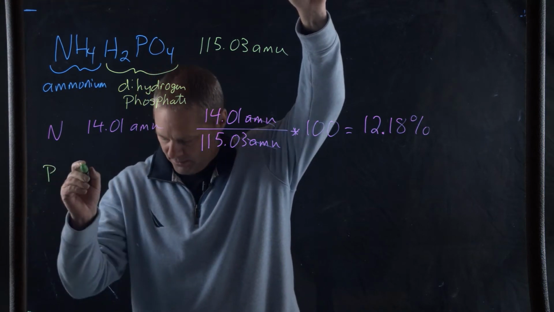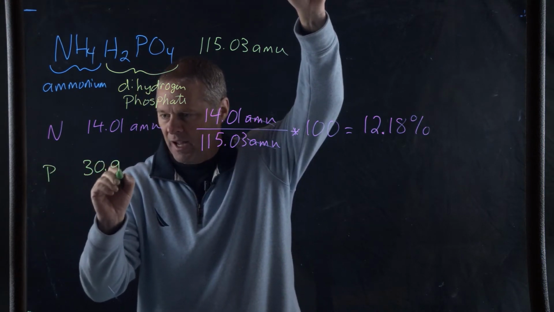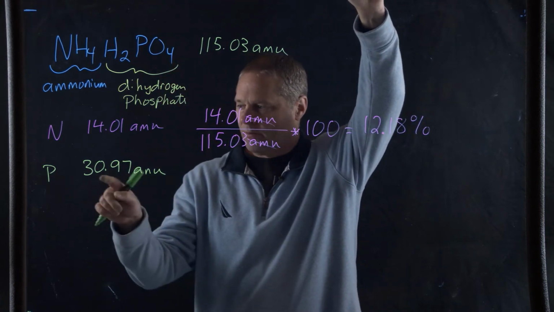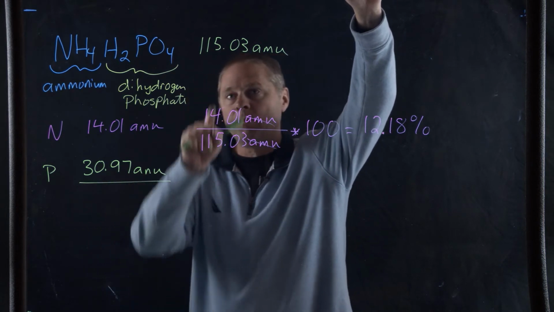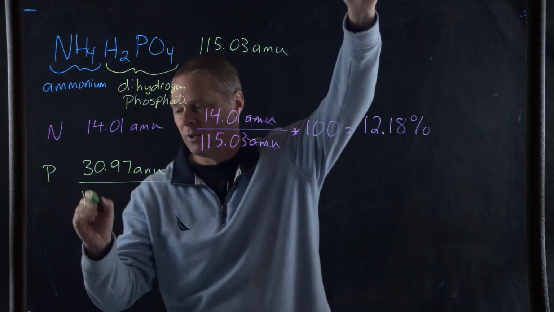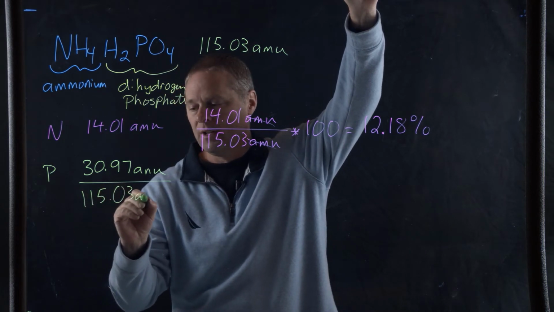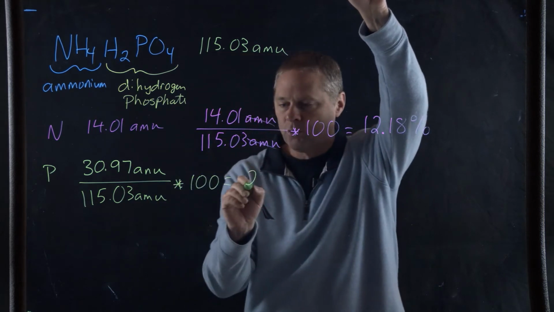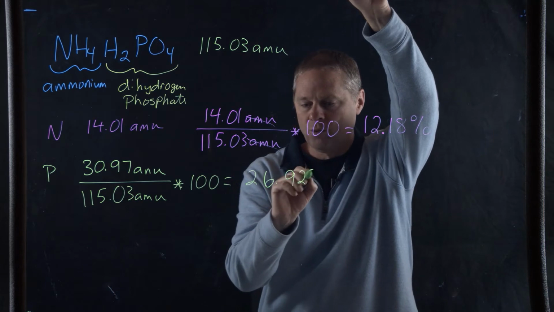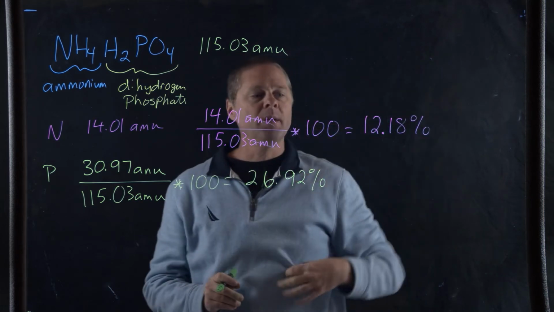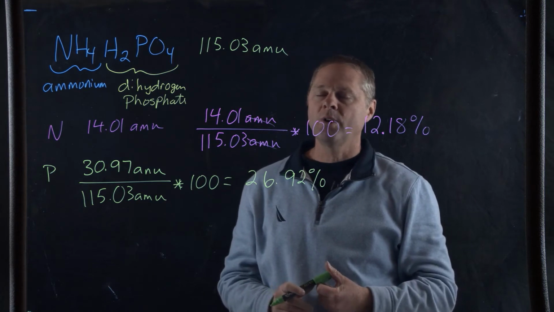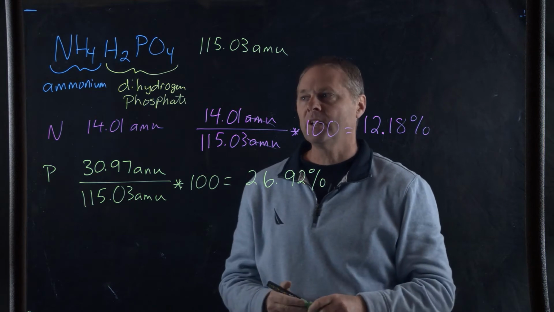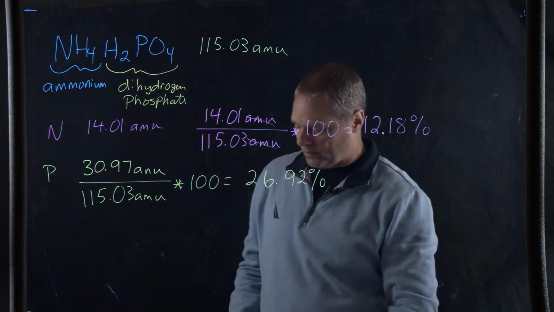Now, the question also asked for phosphorus. The molar mass of phosphorus is 30.97 AMU. So if we take the molar mass of phosphorus and divide that by the molar mass of our ammonium dihydrogen phosphate, 115.03 AMU, and multiply that by 100, we get 26.92%. So by mass, 12.18% of the ammonium dihydrogen phosphate is due to nitrogen, and 26.92% of the mass is due to the phosphorus.